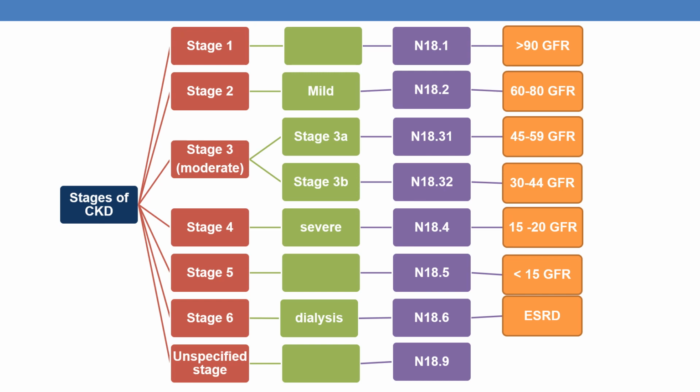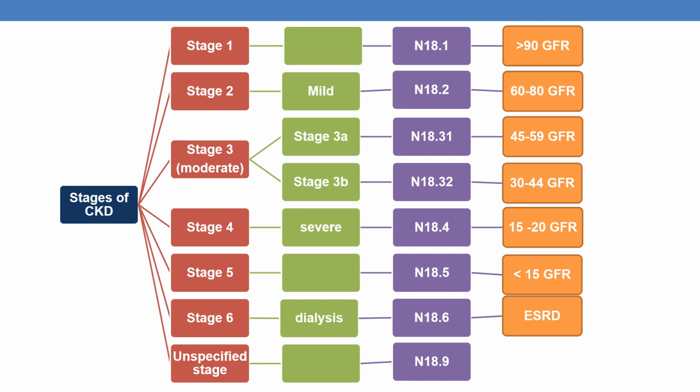And stage 2 can also be referred to as mild CKD. If the physician describes mild CKD or stage 2, for both cases, the code is N18.2. And the GFR rate should be in the range 60 to 89. And the next is stage 3 or moderate. If the physician describes moderate CKD, it can be considered as stage 3.